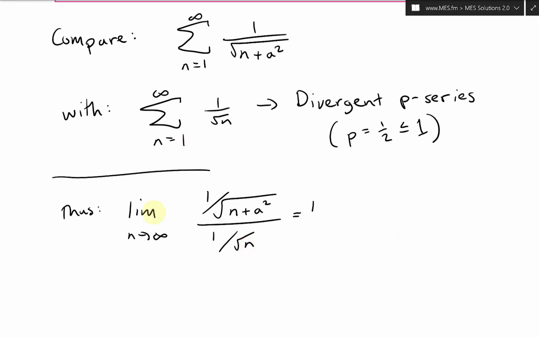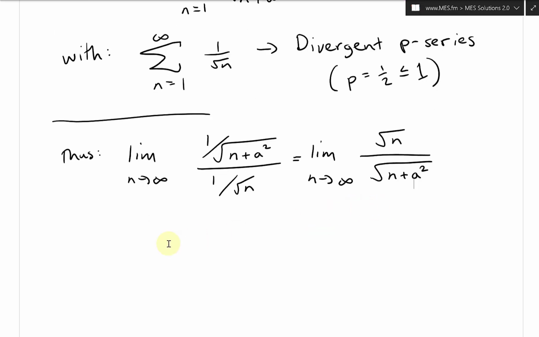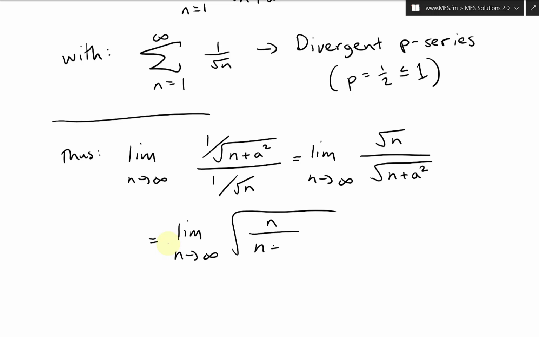So then this becomes equal to the limit as n approaches infinity of square root n over square root n plus a squared. So those ones go down there. And now what we have is, yeah, these are all square roots. We can just combine them all together into one giant square root. So this equals the limit as n approaches infinity of square root of n over n plus a squared. And then what I'll do is multiply the top and bottom by 1 over n, so that we don't have an infinity over infinity situation.